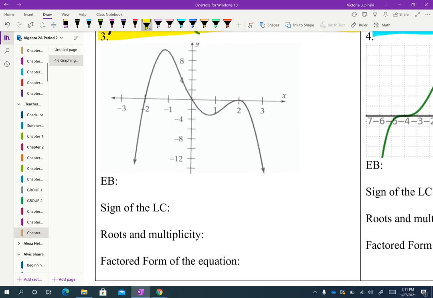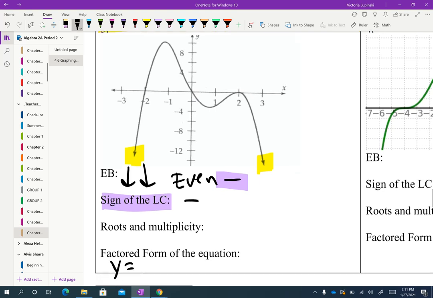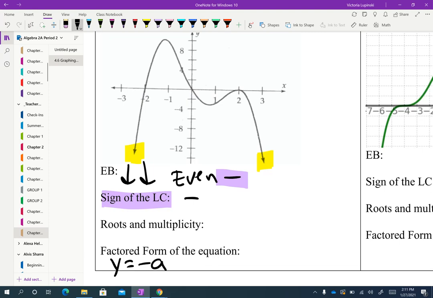So here for number 3, look at the left side, look at the right side. Hopefully you can agree that that is end behavior down, down. That only happens if it is even and negative. So this is the first negative that we've seen today, which means that the sign of the leading coefficient is negative. All that means is that when you say y equals, you're going to say -A instead of +A. That's it. Now go from left to right. If there's a cross, you're going to call that an M1, cross, M1, bounce, M2. So list them out. x equals -2 M1, then 0 M1, followed by 2 M2.